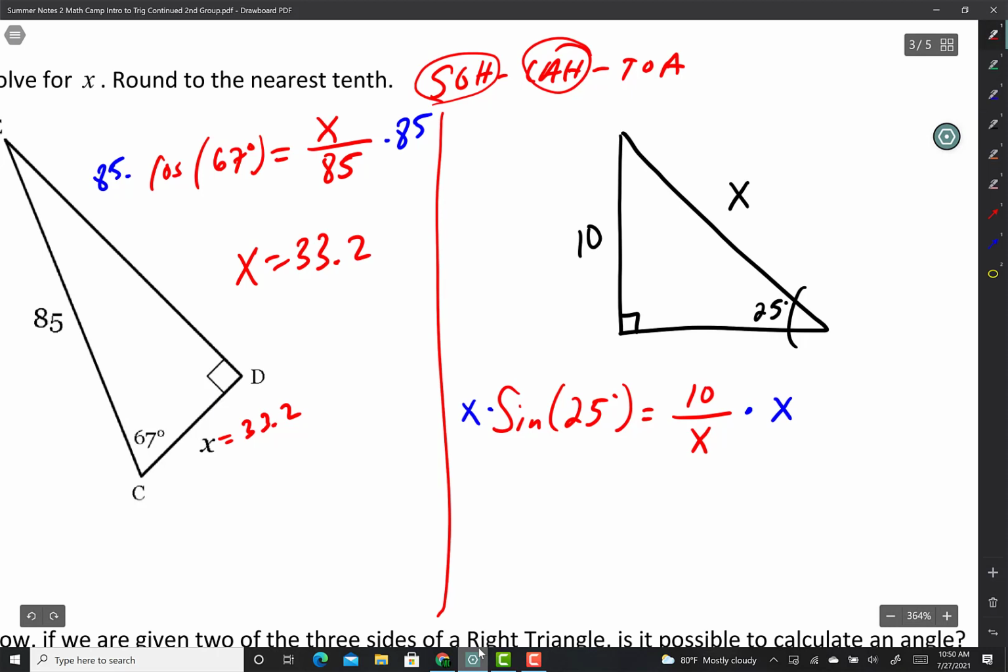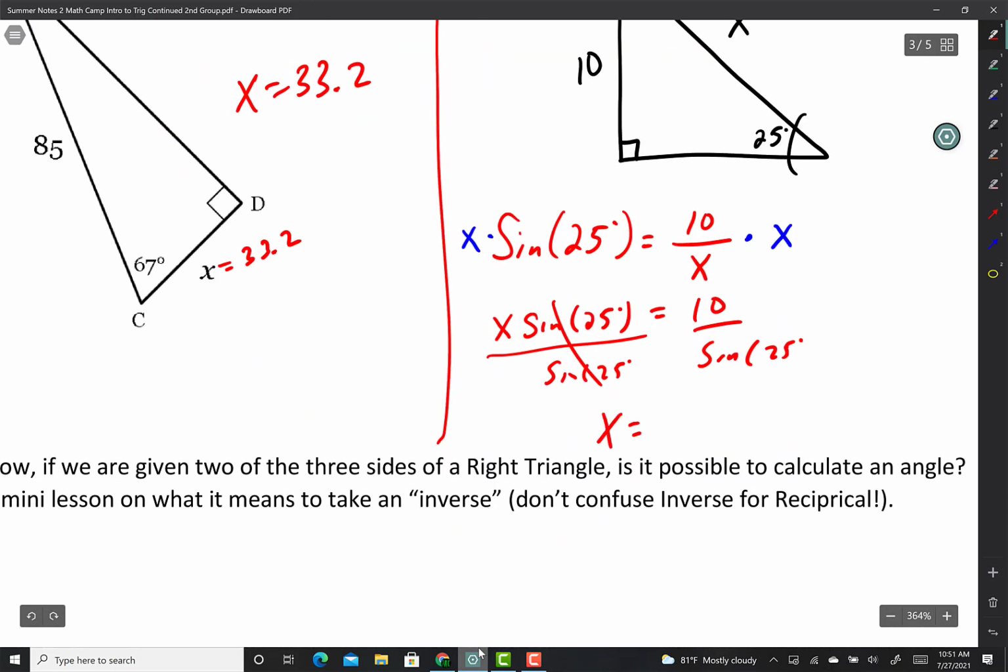So now we have this. x sine of 25 degrees. So the sine 25 is all together, right? Equals 10. Now I have x times sine 25. To get x by itself, I have to divide by sine 25. Whatever you do to one side, do to the other. So now you can see x is just going to be 10 divided by sine 25.